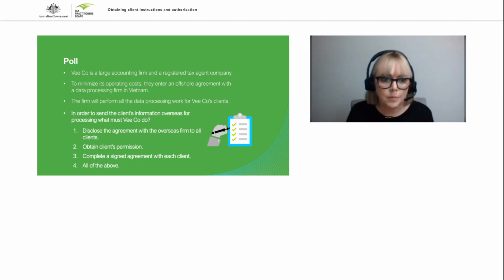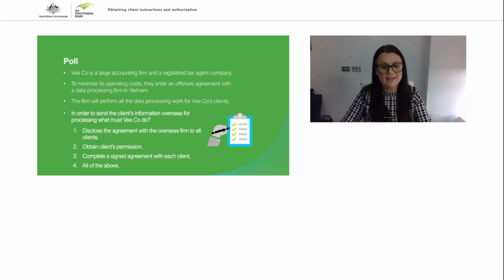Fabulous, and it was great to see so many people getting the right answer, because I know it can be quite complex. So in this particular situation, to comply with the obligations under Code Item 6, VCO should disclose the offshore arrangements with all their clients. They should also obtain their clients' explicit permission to disclose the information, and they should complete a signed agreement with each client. So the answer is all of the above.